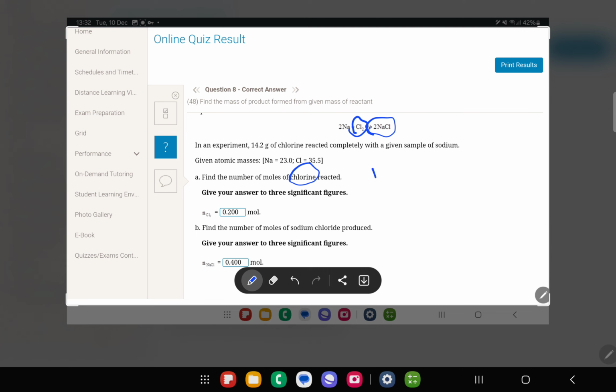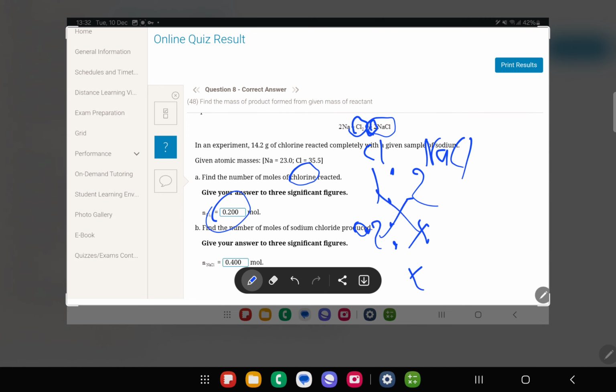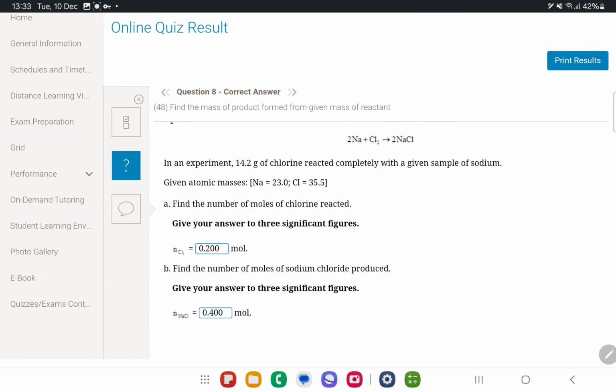So chlorine is 1 to 2, since here it is 2. So 1 to 2. This is chlorine, this is NaCl. And under 2 is the one we're trying to find, which is x. And under 1 is the moles we already found, 0.2. Cross multiply, x equals 0.4. And you can see it's the answer. They wanted 3 significant figures, so we add 2 zeros. So 1, 2, 3 significant figures. So the answer will be 0.400.